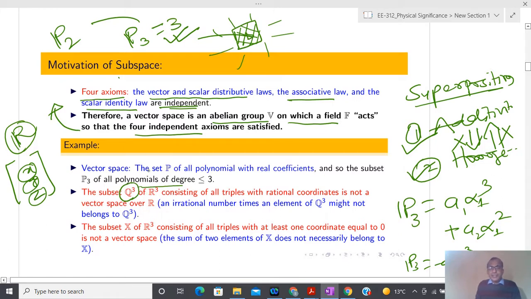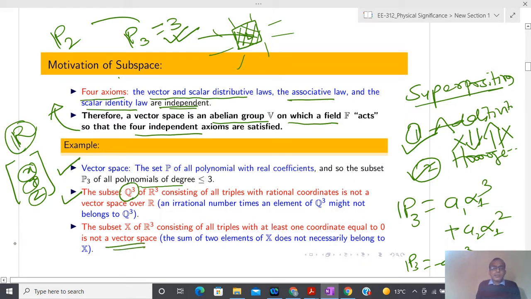But you can take polynomials of degree less than or equal to n, and if you consider polynomials of degree less than or equal to 3, then that will give us the same properties as a vector space. Similarly, if you take a subset of R3 consisting of all triplets with at least one coordinate equal to 0, then that will not form a vector space.